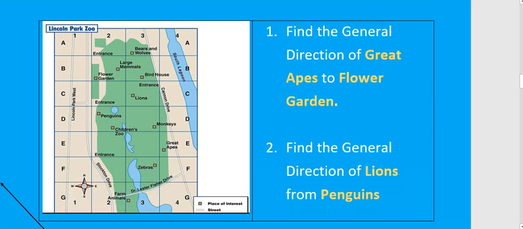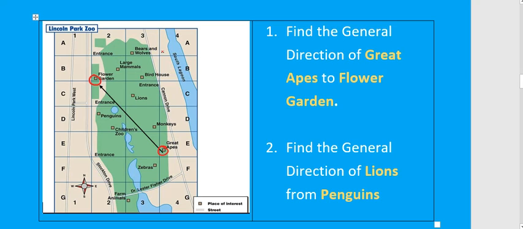Alright, so number 1, we have to find the general direction of Great Apes to Flower Garden. Where are the Great Apes? Great Apes are over there, and Flower Garden is over there. So what is the general direction? In which way are we going? We're going that way, from Great Apes to Flower Garden.